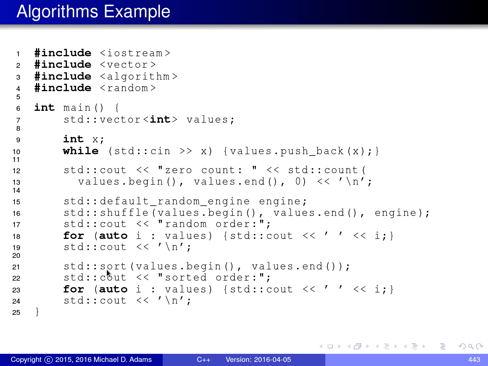Then lastly, I'm going to sort all of the elements. So I'm going to use the sort algorithm from the standard library. In the way that I'm using it here, it takes 2 parameters, which specify a range of elements to be sorted. Because I'm specifying begin and end, it's going to sort the entire contents of the vector values. After the sort operation completes, I print out the sorted elements. I'm using a range-based for loop here to loop over each of the elements in the vector values, and I print out each of these elements.